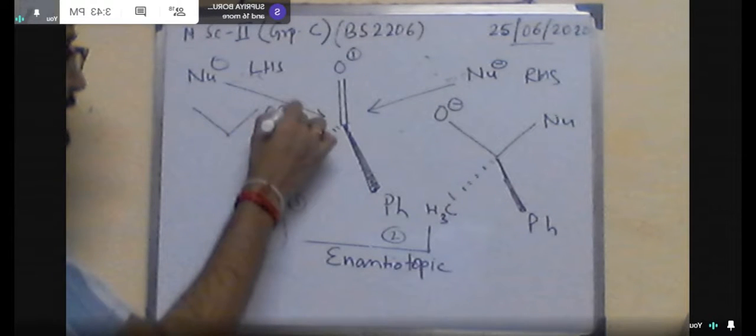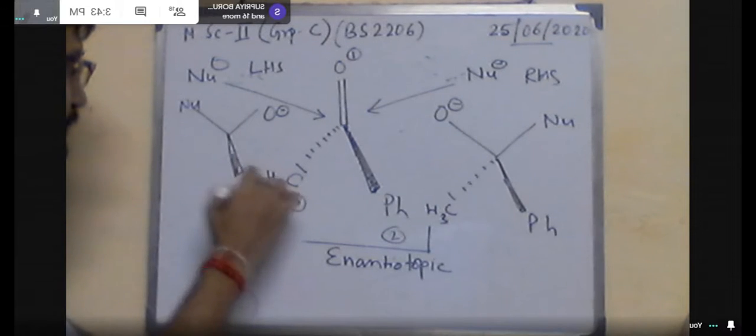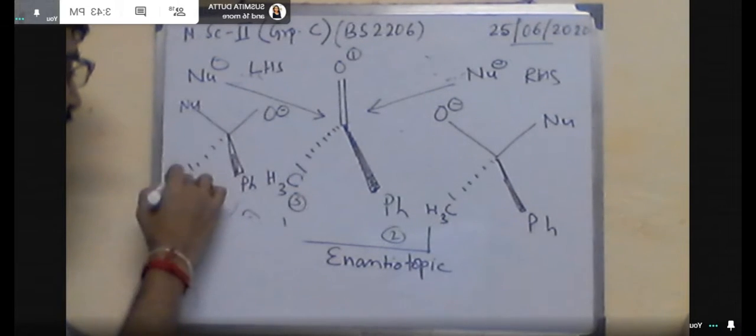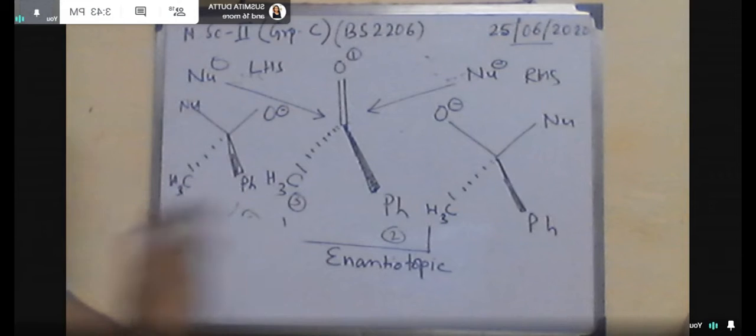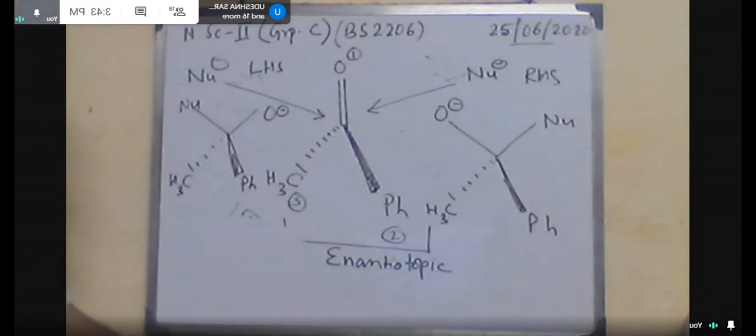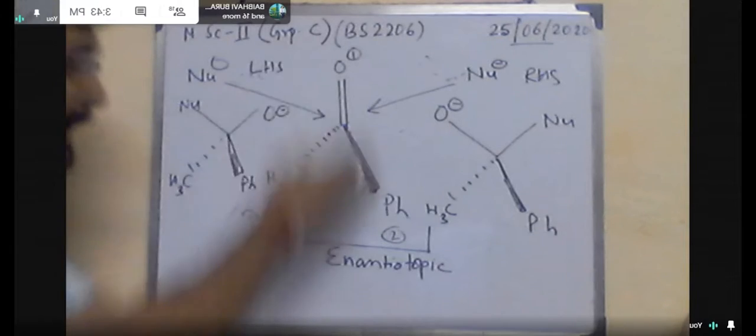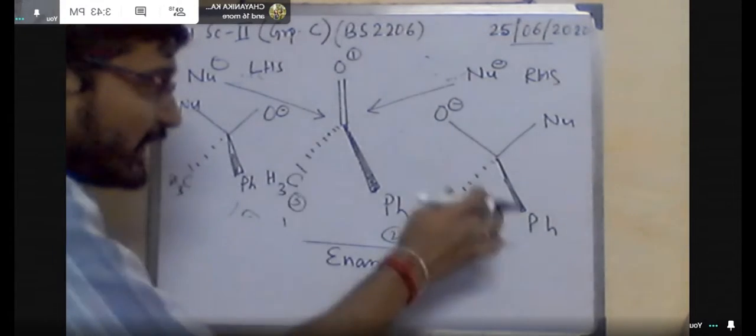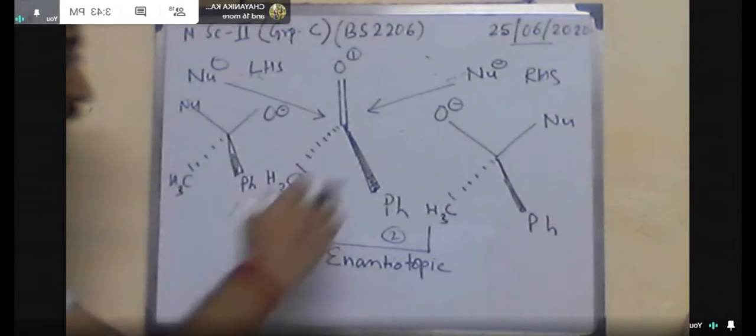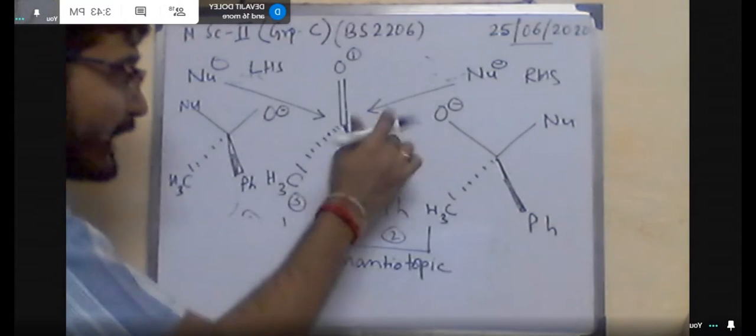So from a planar molecule, if enantiomers are generated, then we can call both the faces enantiotopic in nature. And similarly, from a planar molecule, if diastereomers are generated, then we can call both faces diastereotopic in nature. So the example of the diastereotopicity is like this.